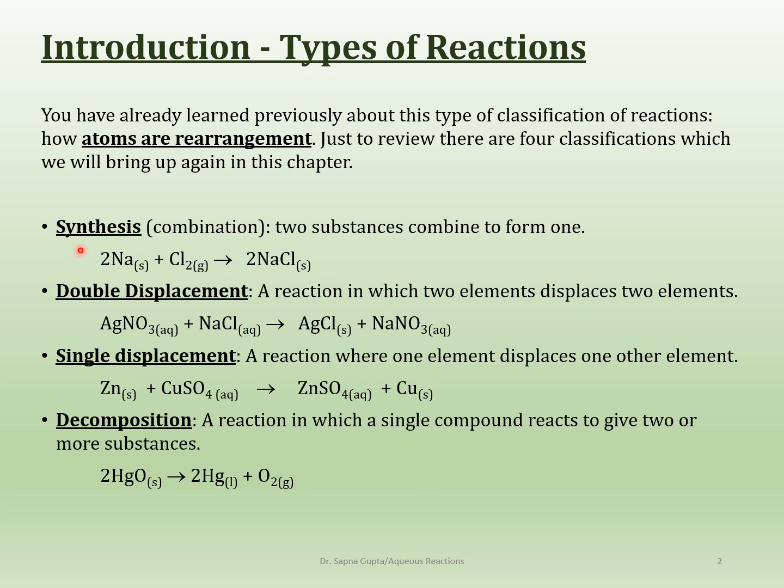So in synthesis, the 2 starting materials will combine to give you 1. In decomposition, it's the opposite. 1 substance gives you 2. Now, atoms are rearranged in all the reactions. There is no doubt about that, okay? So that's nothing new. It's just that when you classify the reactions, you classify them as synthesis or double displacement, right? So it's more of a physical thing that you're classifying with. So it's a physical thing, all right, that you're looking at.